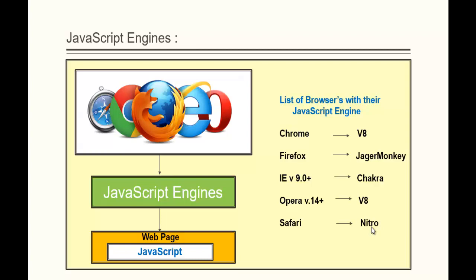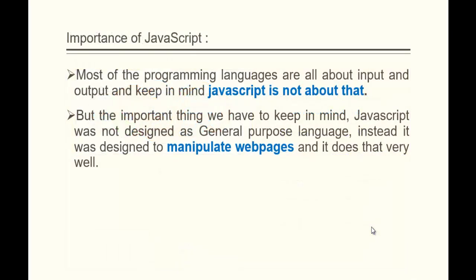Coming to the last slide, that is the importance of JavaScript. Most of the programming languages are all about input and output, in the sense we write code in many languages, and they take the input and provide the output. But keep in mind, JavaScript is not about that. It's completely different. JavaScript was not designed as a general purpose programming language. Instead, it was designed to manipulate web pages, and it does that very well. We're going to understand what this manipulation of web pages is in the coming videos.